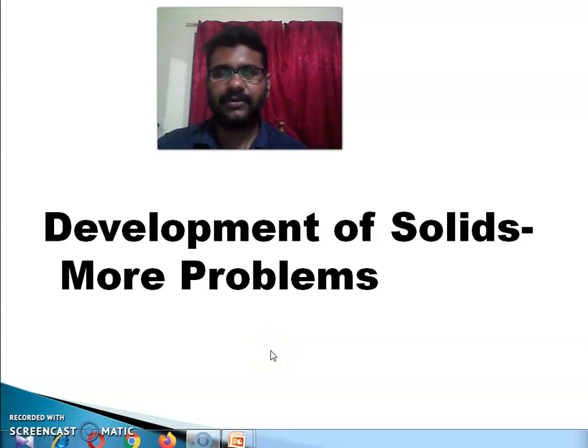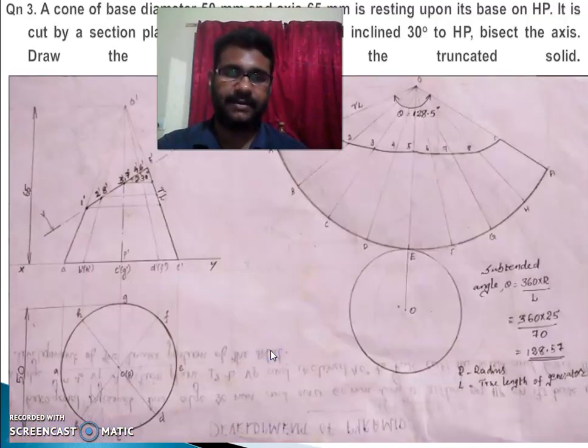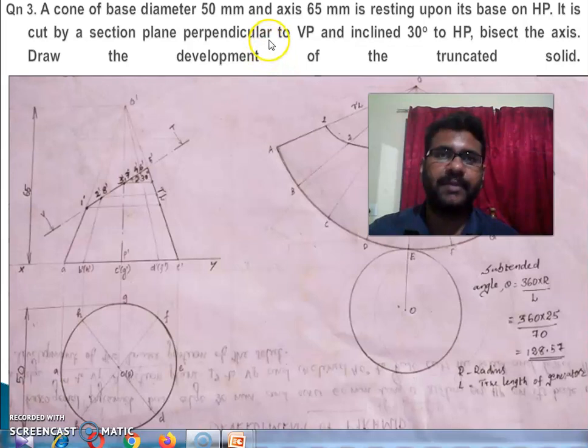Hi all. Now we are moving to the development of cone and cylinder. Here the question is we have to develop a cone of base diameter 50 millimeter and axis 65 millimeter resting on its base on HP. It is cut by a section plane perpendicular to VP and inclined 32 degrees to HP which bisects the axis, and draw the development of the truncated solid.